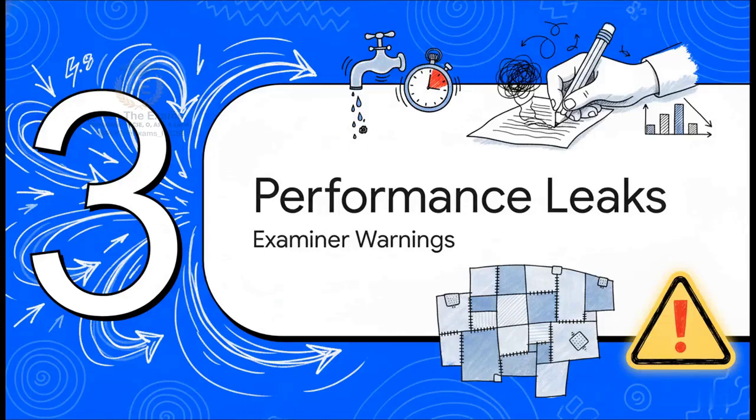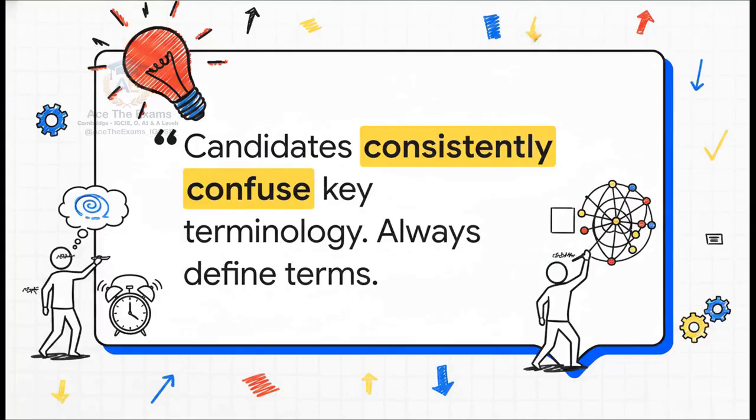Let's shift gears to Section 3, Fixing Critical Performance Leaks. Treat this next part as an urgent developer warning. The examiners are waving a massive red flag here, stating, candidates consistently confuse key terminology. Always define terms before using them in extended responses.